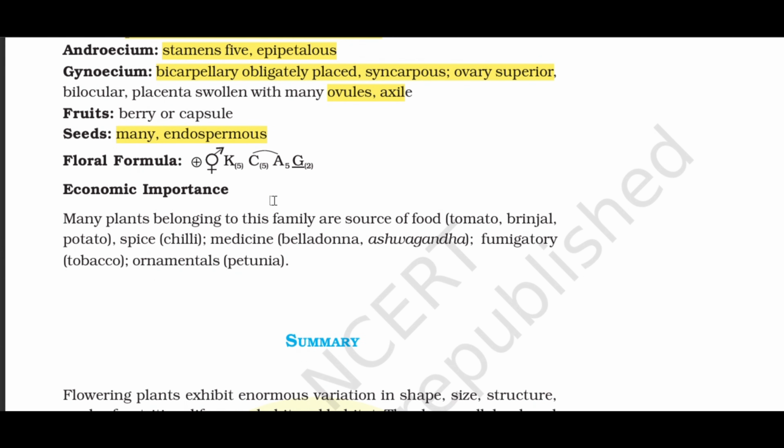Floral formula. Economic importance. Many plants belonging to this family are source of food: tomato, brinjal, potato, spice, chili, medicine, belladonna, ashwagandha, fumigatory, tobacco, ornamentals, petunia.